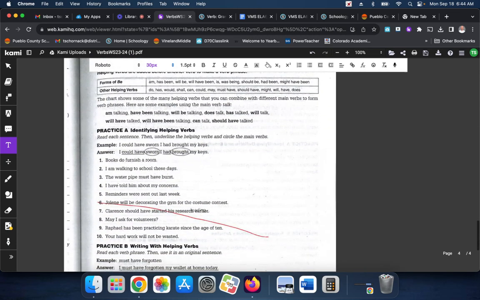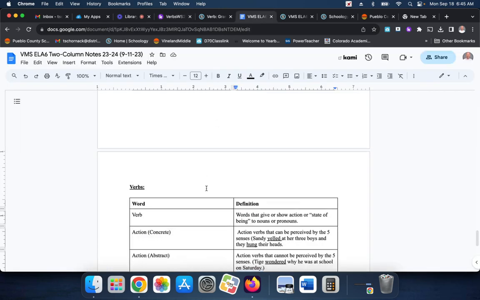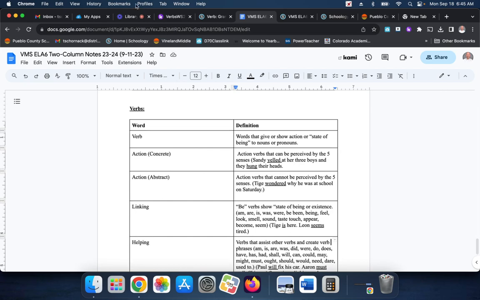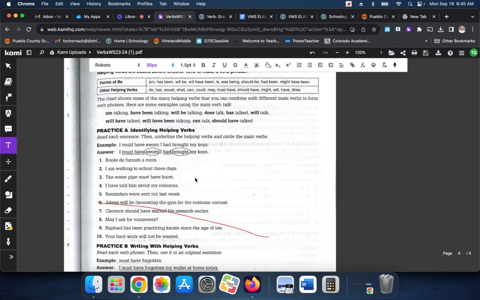Then finally, we're going to talk about helping verbs. Again, a helping verb just helps create a verb phrase. Again, as we see the forms of be, we see the others. Again, with these notes, we'll talk about in class. Sometimes a be verb can be a helping verb, depending on how it's used. So what you're going to do on this, again, you're not going to underline. You're going to write these. We'll talk about this in class. So we're going to do 1 through 5.